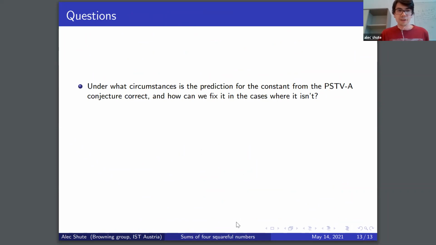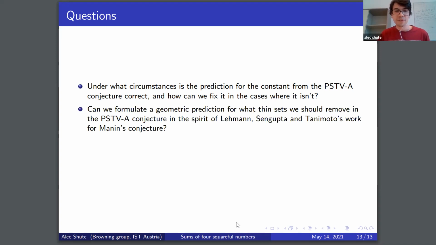Okay, so I'd like to just finish with a few questions this raises. I don't claim to have the answers to these. So first of all, under what circumstances precisely is the prediction of the leading constant in the PSTV-A conjecture correct? And how can we fix it in the cases where it's not?